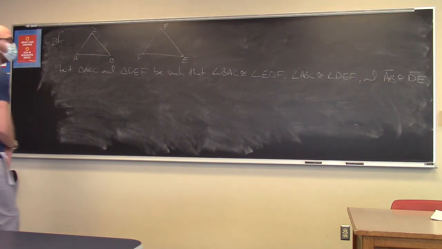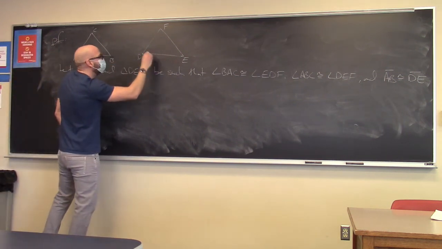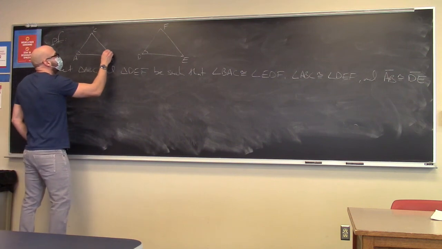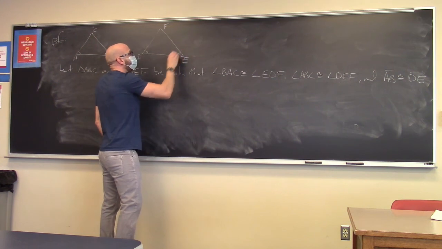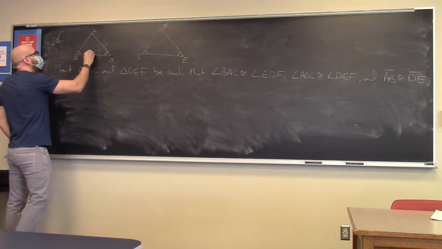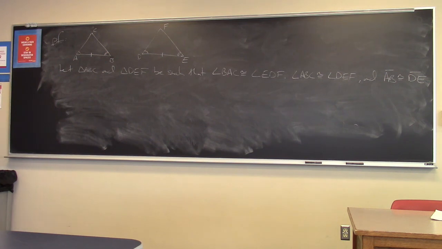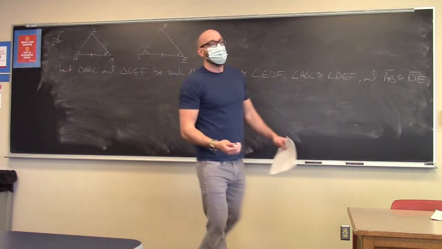All right, so what are we assuming here? BAC, what angle is that? I've assumed that this angle is congruent to EDF, this angle. I've also assumed that ABC, what angle is this? That's this angle. ABC is congruent to DEF, this. And I've assumed that AB is congruent to DE. So there's the assumptions of ASA, right? There's the hypotheses. What do I want to do? I want to show that these must now be congruent triangles, right?